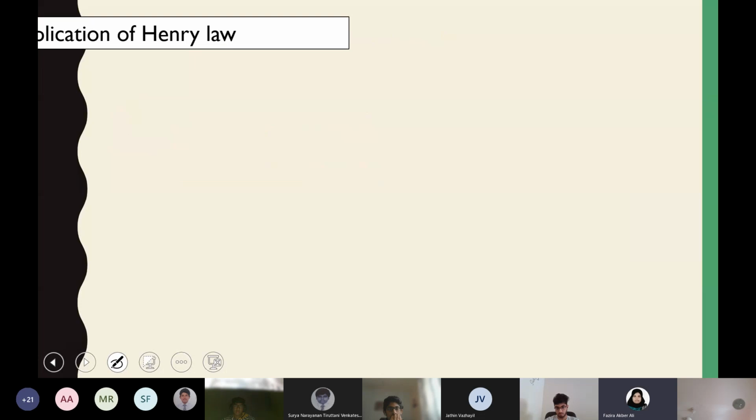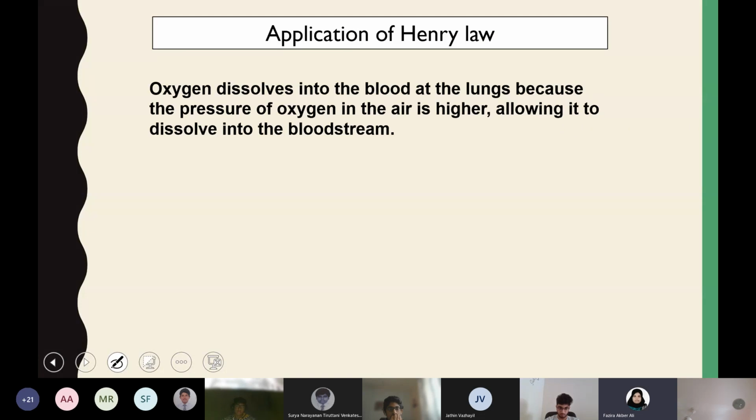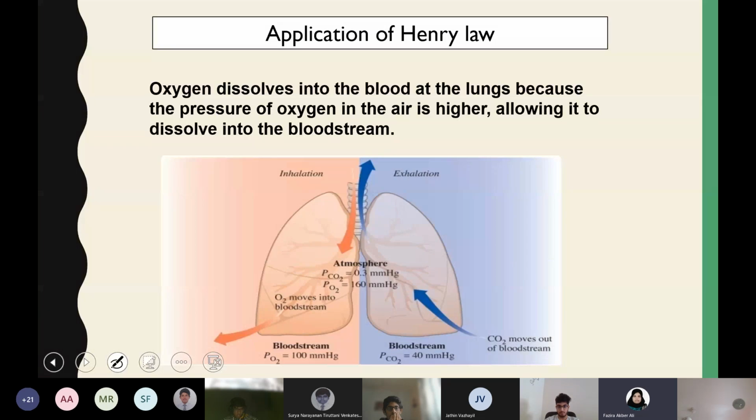Okay. Second example, that also you can easily relate: how the oxygen is being dissolved in our blood. That can be given with an example. When you are inhaling the air as a whole, the pressure is very high. When the pressure is very high, oxygen will get dissolved into our bloodstream. The pressure of oxygen in the air is higher at the lungs, allowing it to dissolve into the bloodstream. So that is the reason why oxygen is getting dissolved in the blood directly from the lungs.